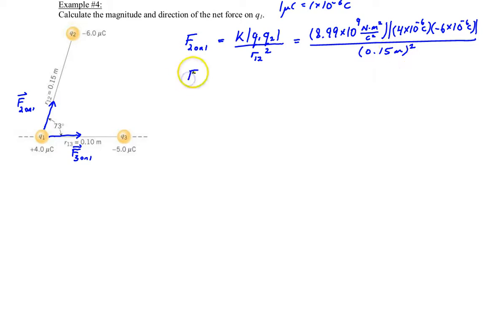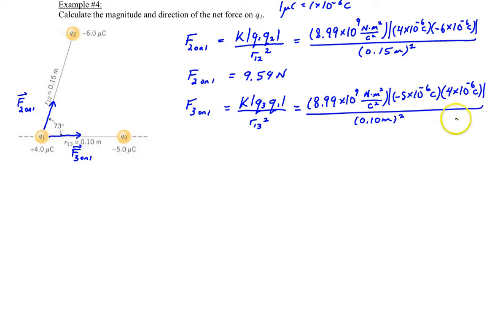And using your calculator, the force of 2 on 1 will be equal to 9.59 newtons, approximately. I would suggest that you store all of this answer into your calculator because you'll use it later. Next, let's find the force of 3 on 1, which gives you the following expression. And substituting, you get this. And then on your calculator, the force of 3 on 1 will be equal to 17.98 newtons. Now we know the magnitude of these two forces.